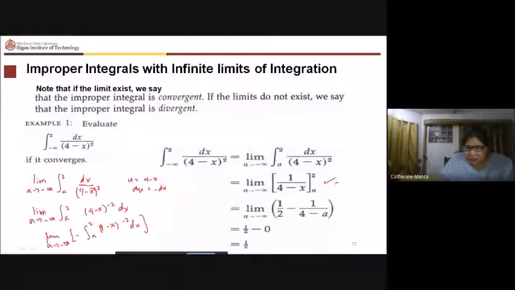Okay, so it is the limit, as a approaches negative infinity, of 1 over 4 minus 2, evaluating at 2, minus 1 over 4 minus a, evaluating at a. So 4 minus 2, minus 1 over 4 minus a.